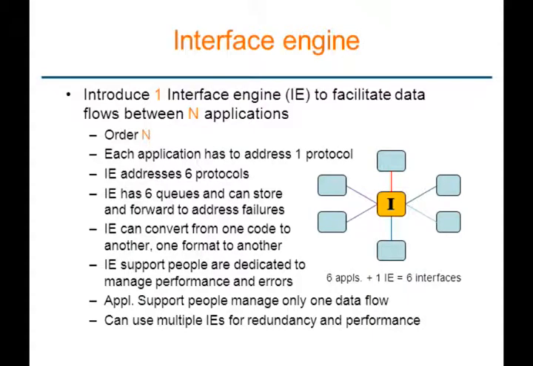And how does all this work? It works in that each application has to address only one protocol, that is, how to give or receive data from the interface engine. The interface engine itself has to address 6 protocols, but it's not addressing 15 protocols. There are 6 queues in the interface engine, and if any one of the systems is down, it can build that queue up. So other applications don't have to know that the system is down. They can continue to send the data to the interface engine, and the interface engine can queue it up for the system that's down, and when it comes back up, it can worry about how to synchronize itself and drain that queue.